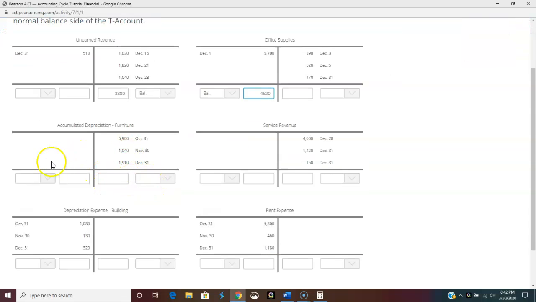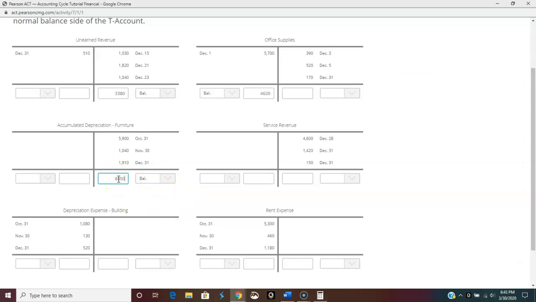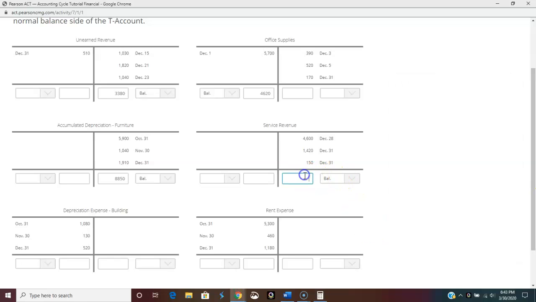Accumulated depreciation, we have nothing over there, so we're just going to add these up. Let's clear this. 5,900 plus 1040 plus 1910, 8850. Service revenue, we have nothing over there, so the balance will be the total of these. 4,600 plus 1420 plus 150, 6170.